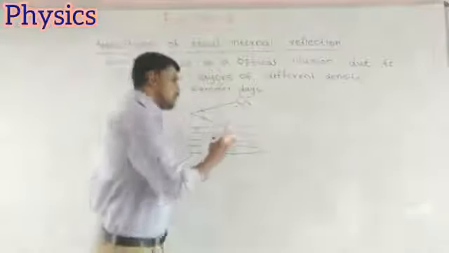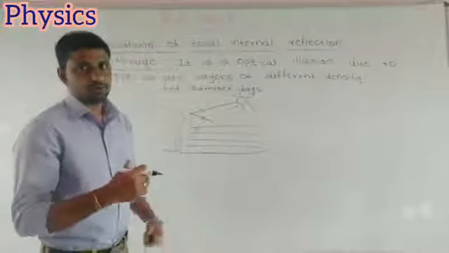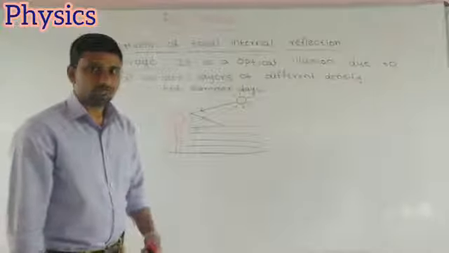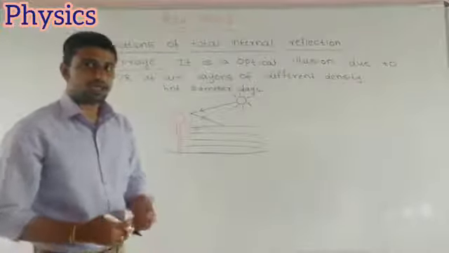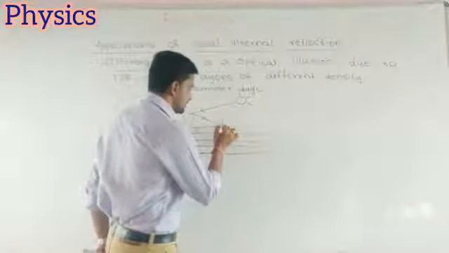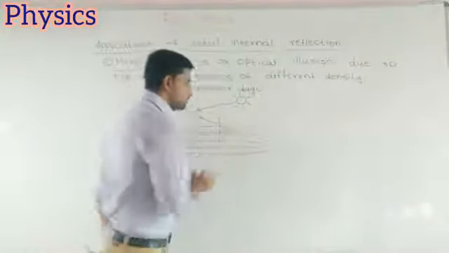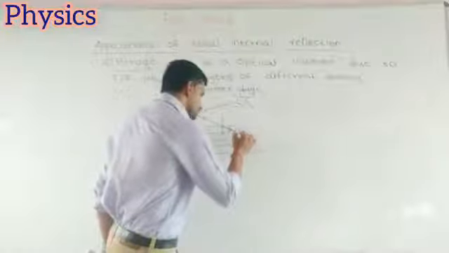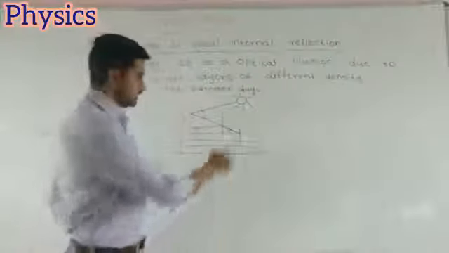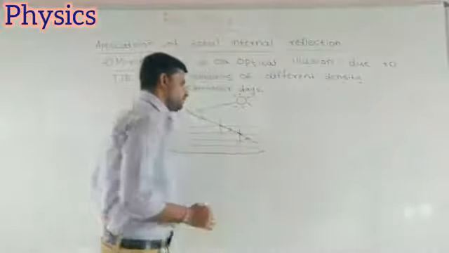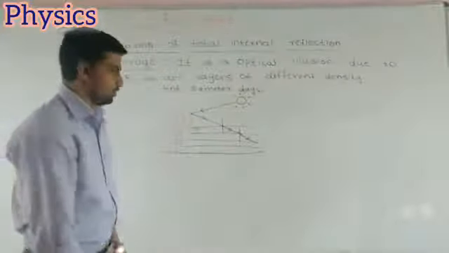That means when the light enters the rarer medium from a denser medium, it will undergo refraction, and it will bend away from the normal. Suppose I draw the normal here, then this light ray will bend away from the normal like this. Again, it will undergo refraction when it enters another layer of air, and this is the normal. Again, it will undergo refraction and bend away from the normal.